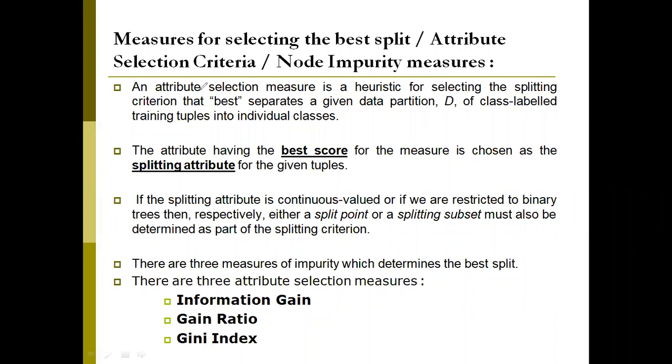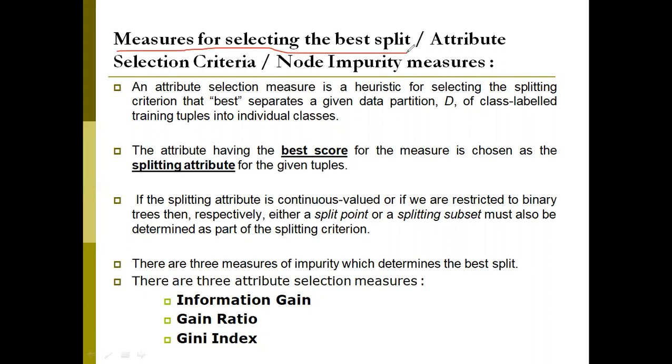Hi everyone. Our today's topic is measures for selecting the best split. If we have an attribute, that attribute has many values or objects. So, which value is best, at which point are we going to start this splitting?